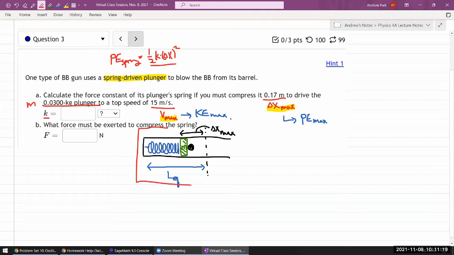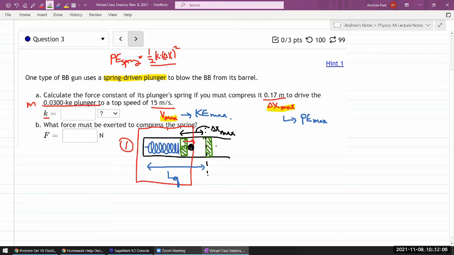and this would be one of my snapshots. This is my snapshot one that I'm going to use in writing down my conservation of energy equation. You imagine what happens when you let go of whatever's holding this plunger: the spring will push on this whole mass and accelerate it forward. Now, you have to think through this carefully. When this plunger is at the equilibrium length position, at this position, the spring is at equilibrium length.